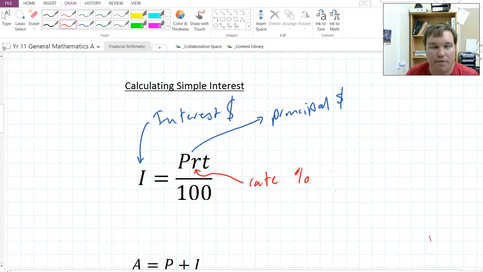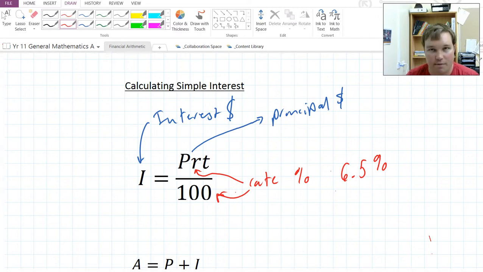So, for example, if you're quoted 6.5% interest rate, you would just put in 6.5 to the formula. This 100 here converts that 6.5 into a decimal, and that's how it's actually used in the calculation. However, the formula we're using here, you can put it in as 6.5.